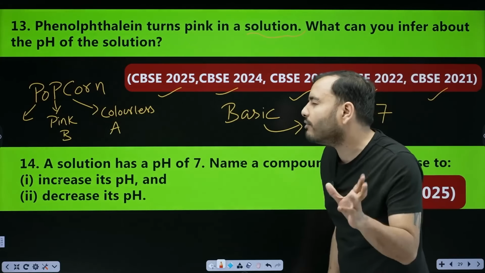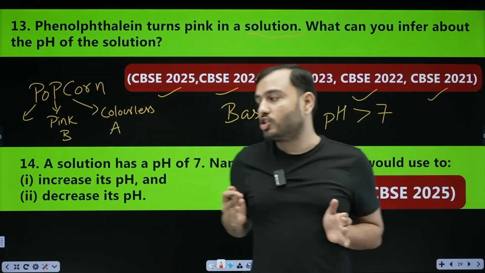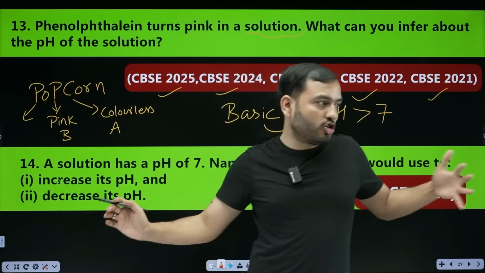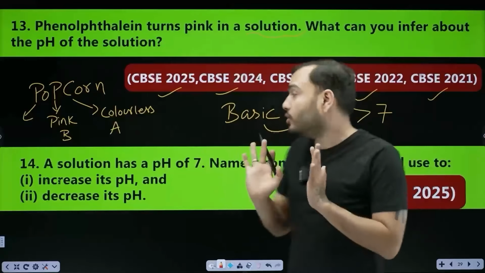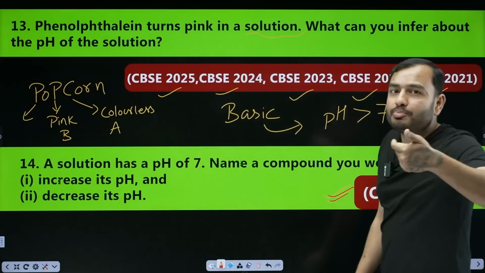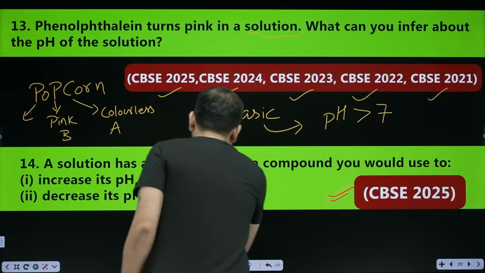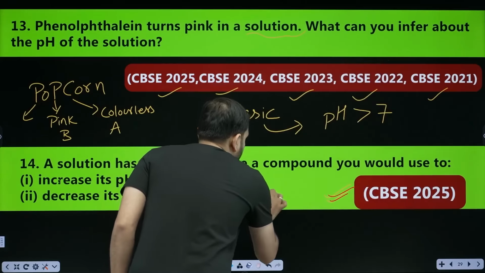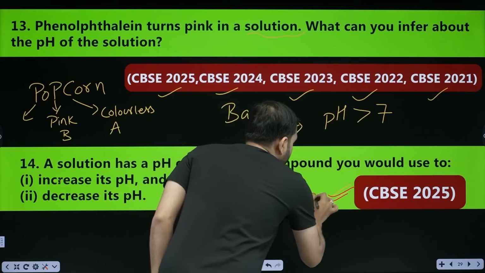How is the solution? 7 meaning neutral. Lesser than 7, acidic. Greater than 7, basic. And 7 is neutral. Name a compound you would use to increase its pH. How much is something's pH? Something's pH is 0, 1, 2, 3, 4, 5, 6, 7, 8, 9, 10, like this.